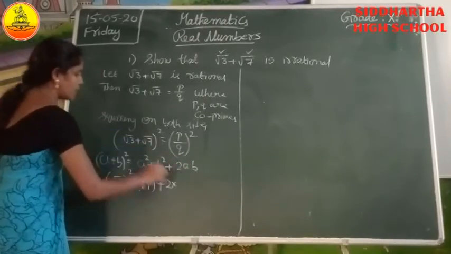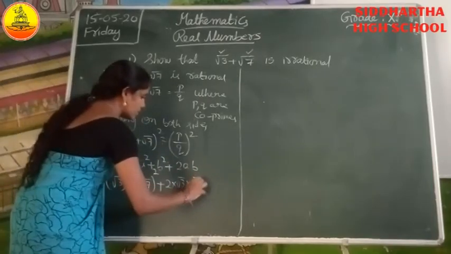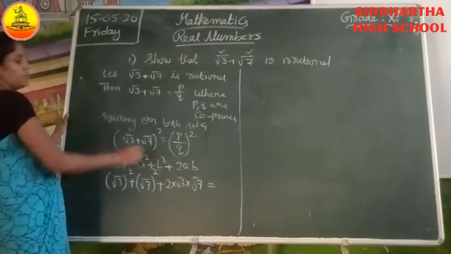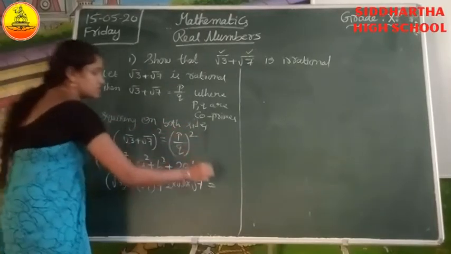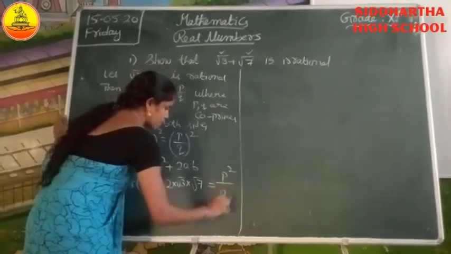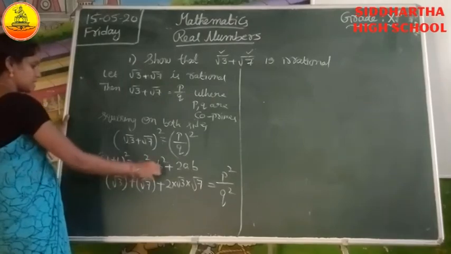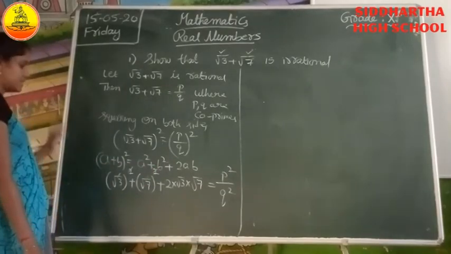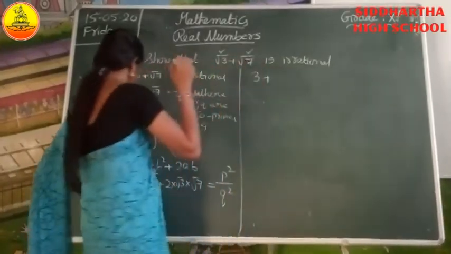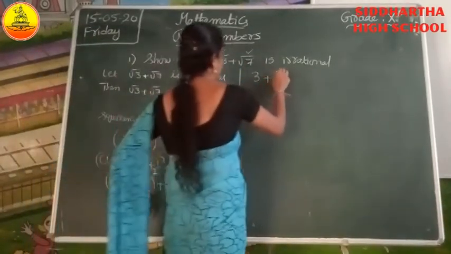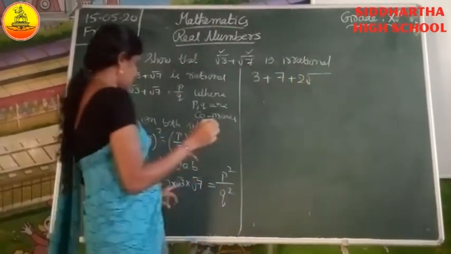2 into root 3 into root 7 is equal to p by q whole square, which means for p also square is there, for q also square is there. P square by q square. Square and root will be cancelled. That means what is left here? 3 plus 7 plus 2 root 3 into 7.